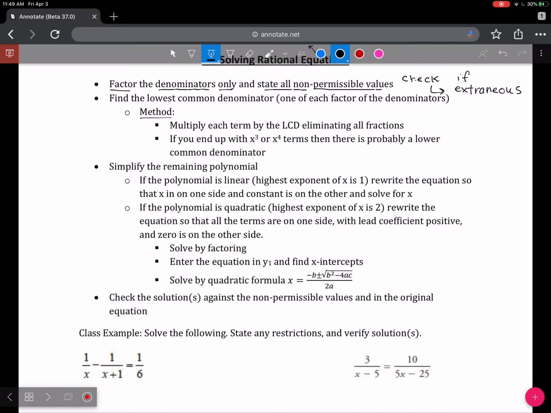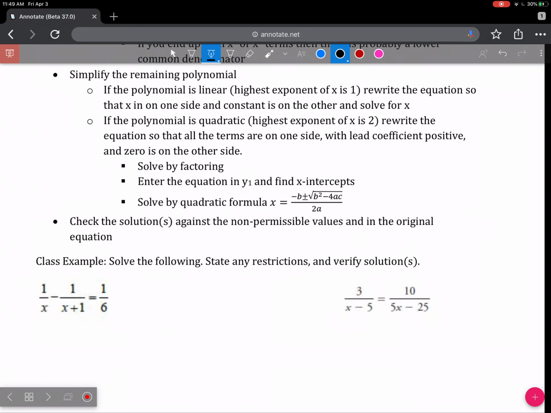Alright, so the method is that we multiply each term by the LCD, eliminating all fractions. And when we cross multiply, this is happening as well. So this one method covers all of our bases. Now what's going to end up happening is when you simplify the remaining polynomial, there's two cases that you're going to be in. Case 1 is if it's linear, and case 2 is if it's quadratic. And so when solving linear, this is the type of equation solving where you have to get the x on one side and the number on the other, and then you can just divide by that coefficient to solve for the value.